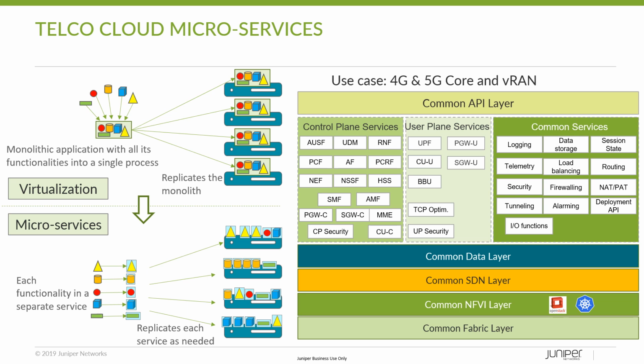In the telco cloud world, this translates into VNFs being decomposed into functions that scale out independently. For example, user plane and control plane functions will scale out separately. In addition, any service that can be extracted and made common is now available for all functions. For example, data storage or load balancing here. All these microservices now use a common data layer, a common NFVI layer, including a common SDN layer, over a common fabric layer.